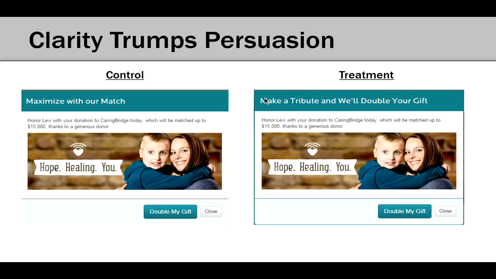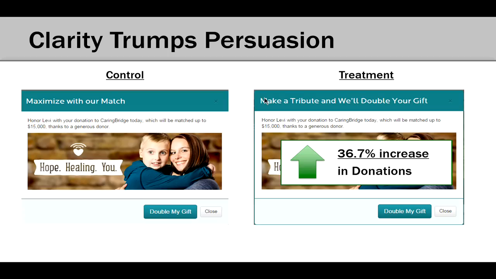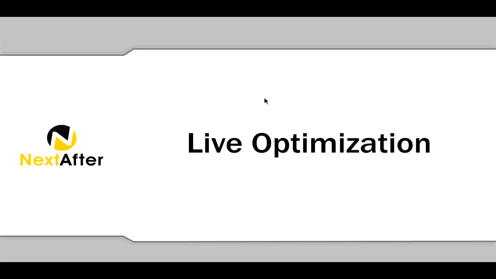We don't need to sell. We don't need to be real cutesy. We don't have to write like great ad copy. All we have to do is clearly communicate to the donor the value proposition. So we changed the headline from "maximize with our match" to "make a tribute gift and we'll double your gift." Very, very simple. And in our A/B split test, the treatment produced a 36.7% increase in donations just by changing the headline. That's it. Nothing else changed.